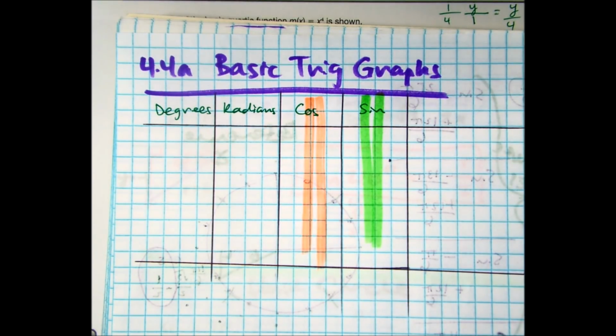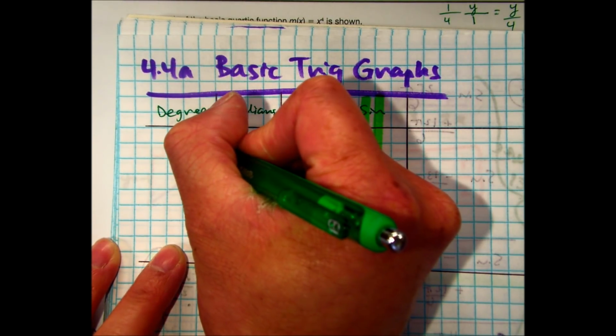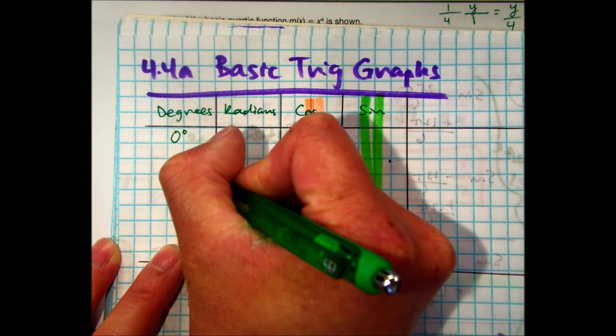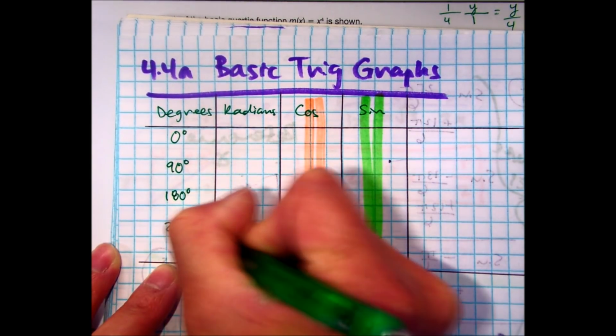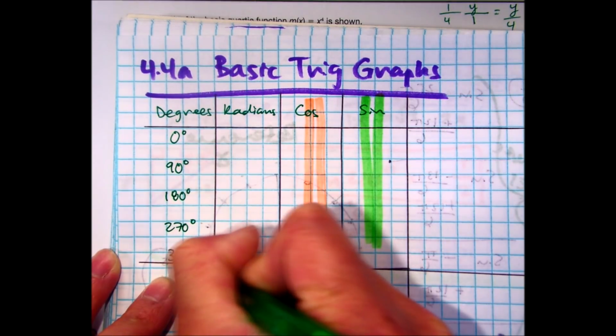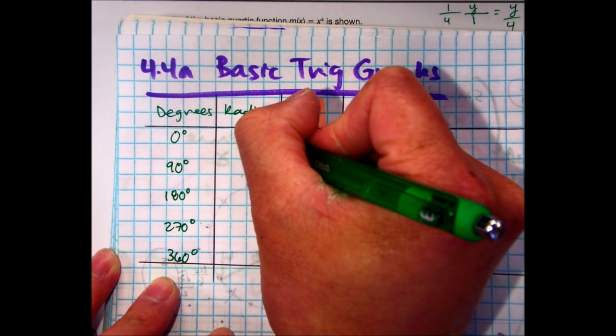Go ahead and fill this up. Boys, go ahead and tell me. 90, 270, 360. Okay. Girls? 0.